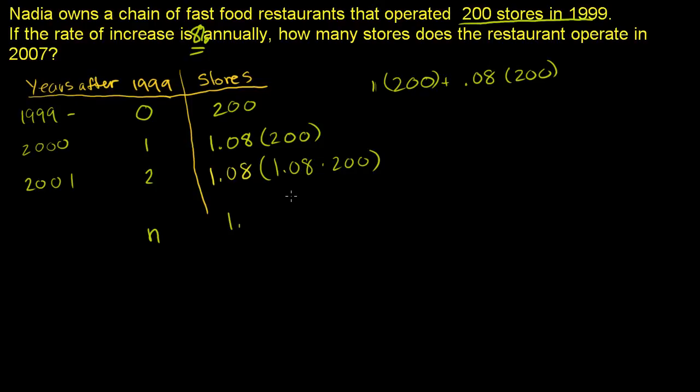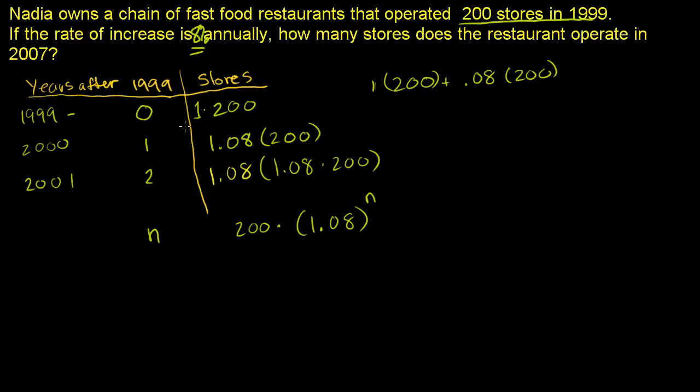let me write it this way. It's going to be 200 times 1.08 to the nth power. After 2 years, 1.08 squared. 1 year, 1.08 to the first power. 0 years, this is the same thing as a 1 times 200, which is 1.08 to the 0th power.